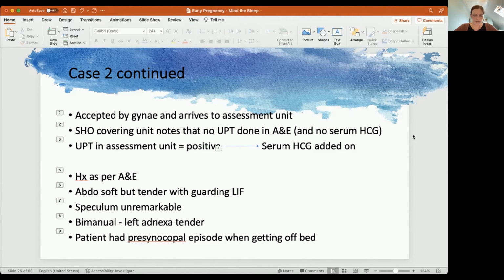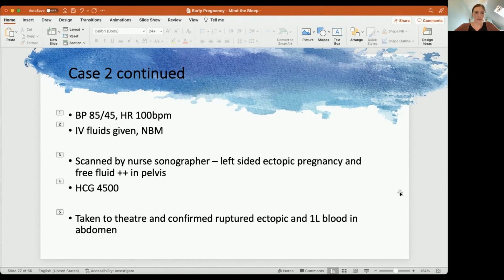However, when she was getting off the bed after being examined, she had a pre-syncopal episode, and we had to lie her down. When blood pressure was checked, it was a bit low and heart rate was a bit high. We gave her IV fluids and kept her nil by mouth. This was on a Saturday night, of course. It just so happened there was a nurse sonographer on the unit at the time, so she scanned the lady, and there was a left-sided ectopic pregnancy and a lot of free fluid in the pelvis.